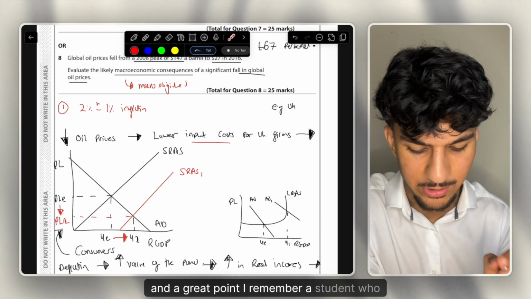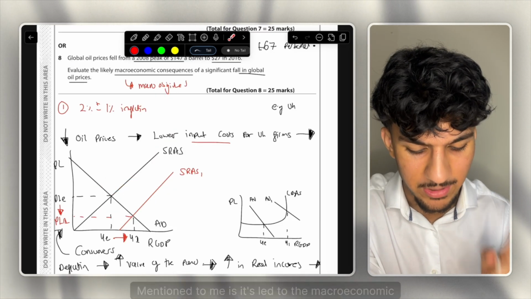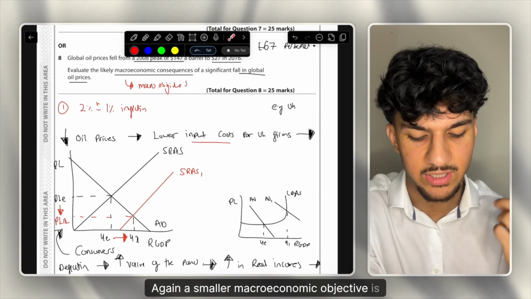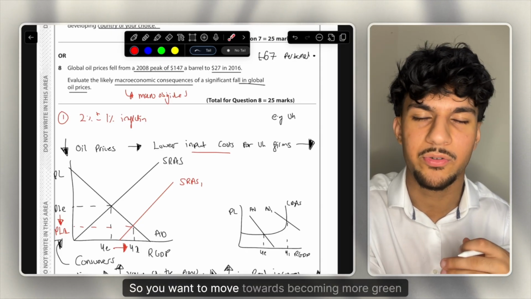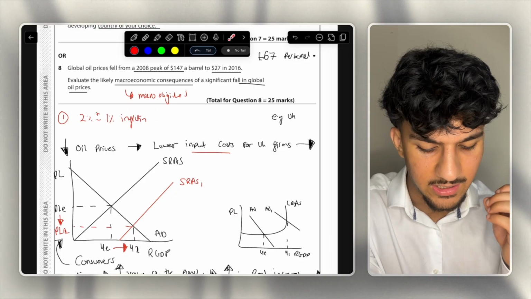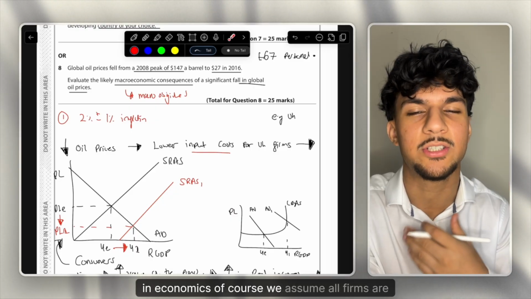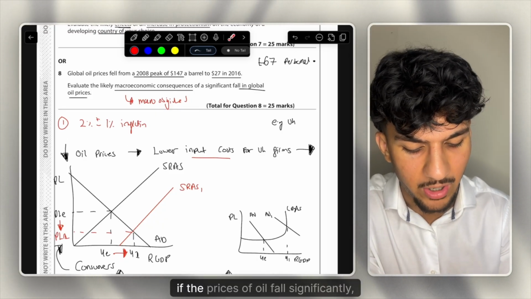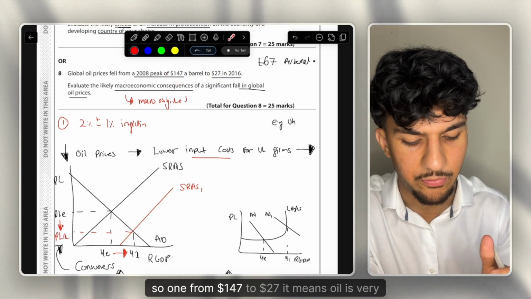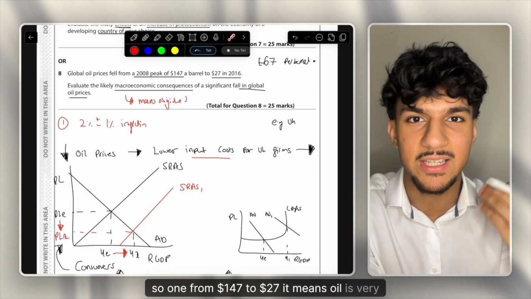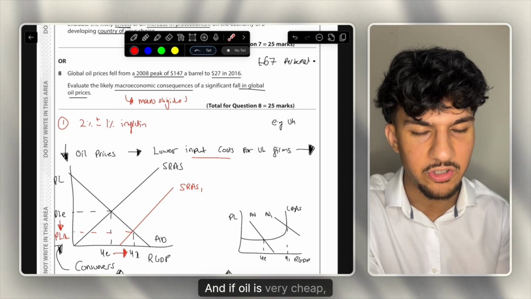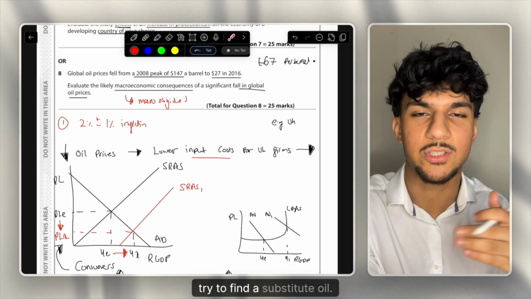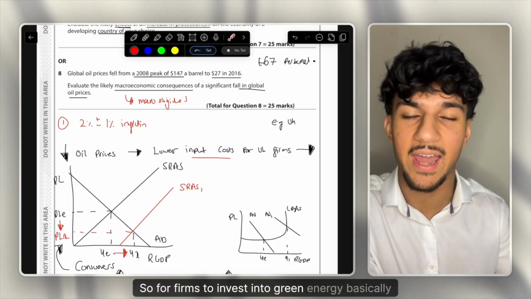And a great point, I remember a student who actually ended up getting an A star, and you can probably tell why, mentioned to me, is it's related to the macroeconomic objectives again. A smaller macroeconomic objective is environmental sustainability. So you want to move towards becoming more green, for example. And in economics, of course, we assume all firms are profit maximizers. Basically, everything's about incentives. If the price of oil falls significantly, from $147 to $27, oil is very cheap, and that massively reduces the incentive for firms to find a substitute to oil, so for firms to invest in green energy, basically.